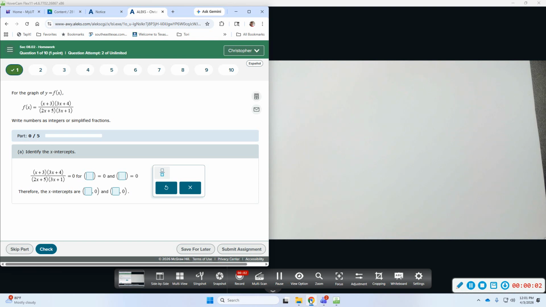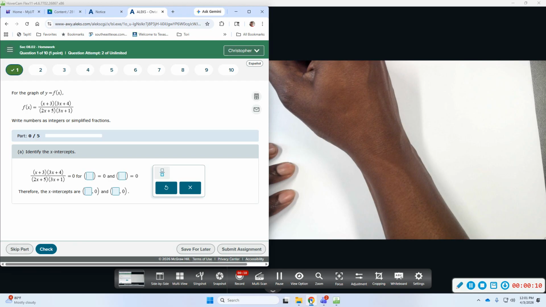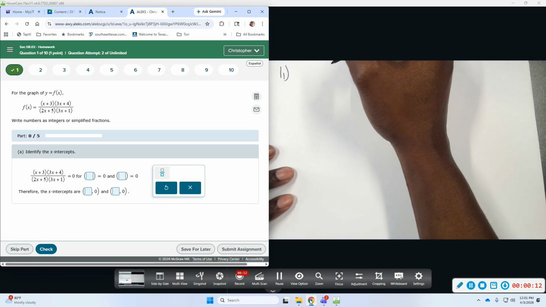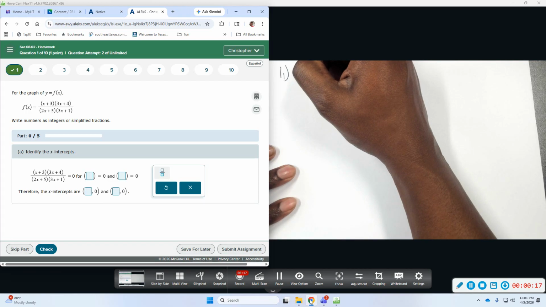All right, number one in homework 8.1, we are looking at properties and graphs of rational functions. The first question has 5 parts, and it wants us to identify the x-intercepts. It already has it set up under part A, so I'm going to pick up from there.